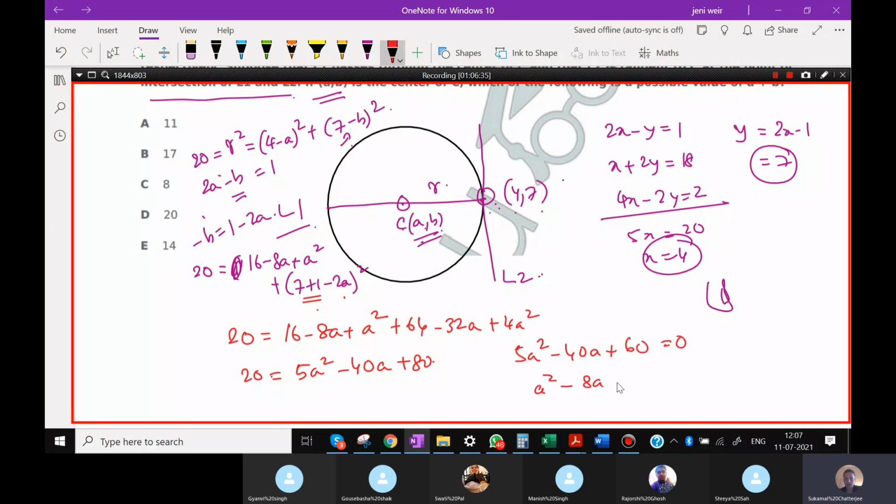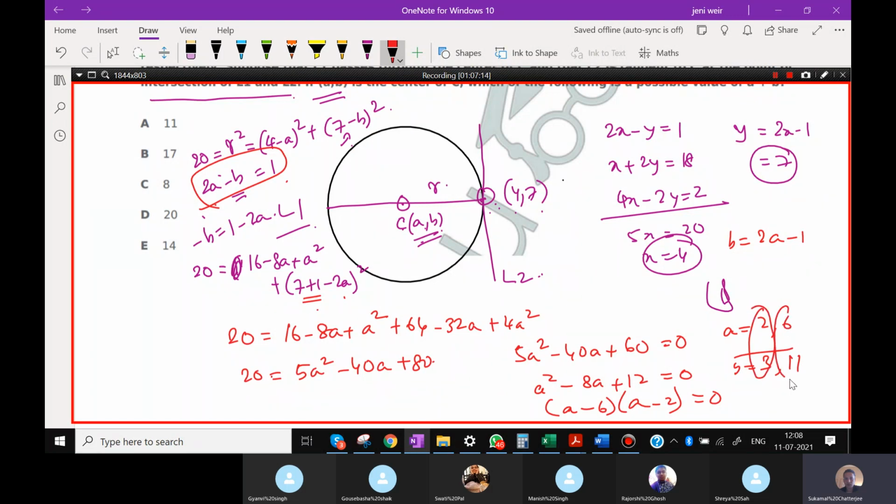So a square minus 8a plus 12 equals 0. So a minus 6 into a minus 2 equals 0. a is equal to 2 or 6. So that means when a is 2, b would be 2a minus 1. So when a is 2, b would be 4 minus 1, 3. When a is 6, this would be 11. Now there are two possible sets of values, (2, 3) and (6, 11).